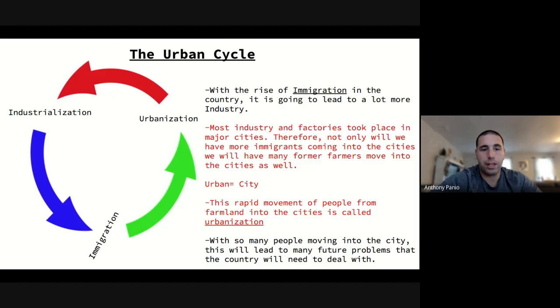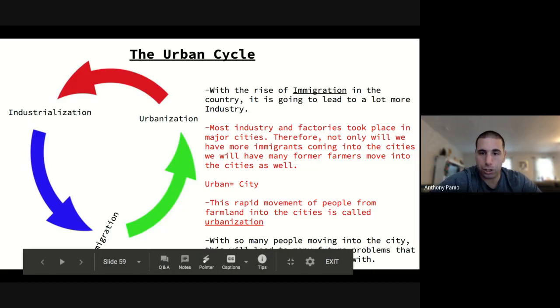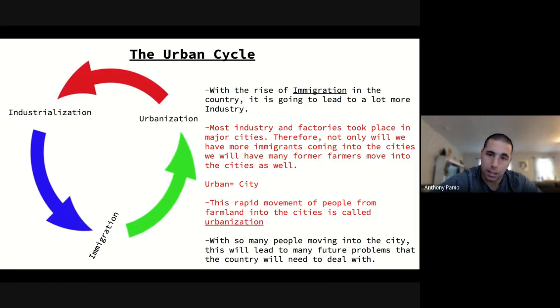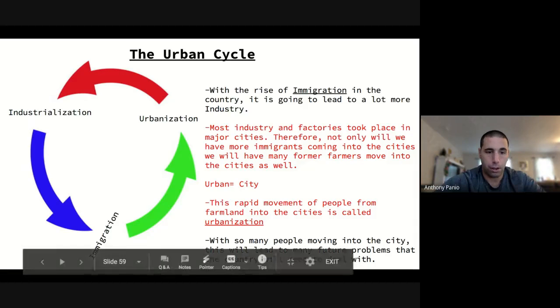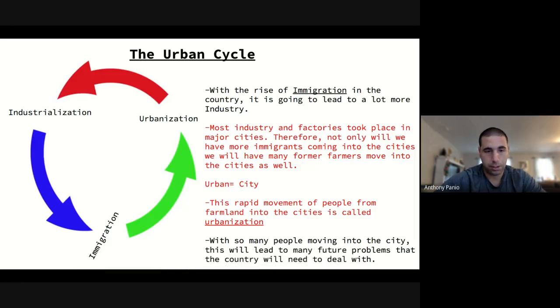Another word for urban is city. So urbanization is the rapid movement of people from farmland into cities. With so many people moving into the city, this will lead to many future problems that this country will have to deal with. But for now, all we need to know is that there are a lot of people moving to cities. So I'm going to put this in the chat: a lot more factories, a lot more immigrants, and a lot more people living in the cities.